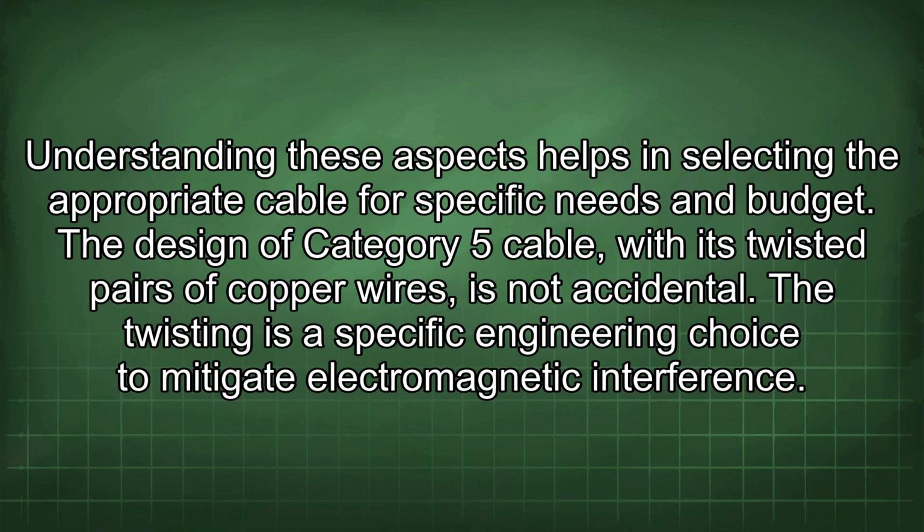The design of Category 5 cable, with its twisted pairs of copper wires, is not accidental. The twisting is a specific engineering choice to mitigate electromagnetic interference.